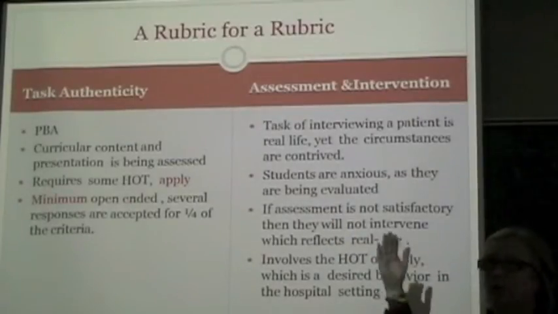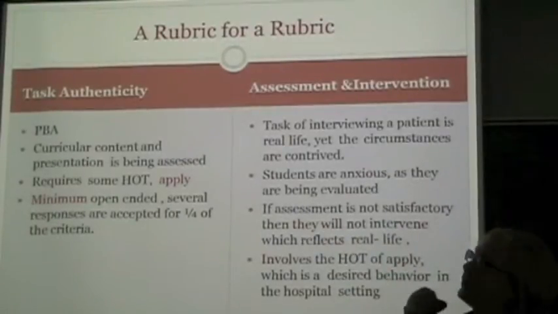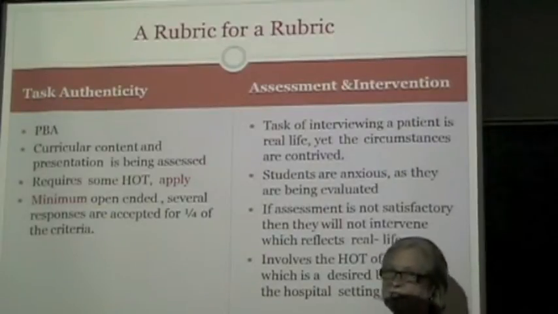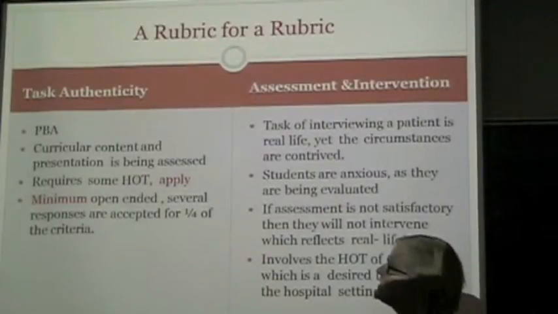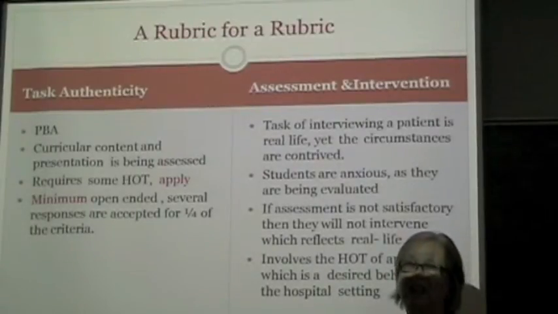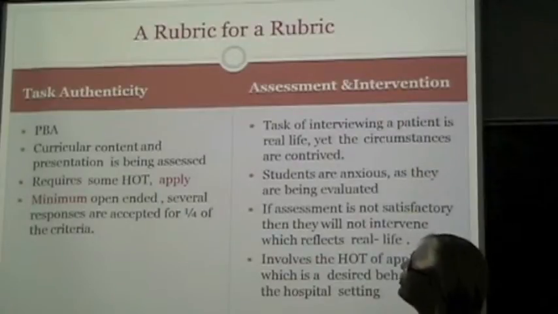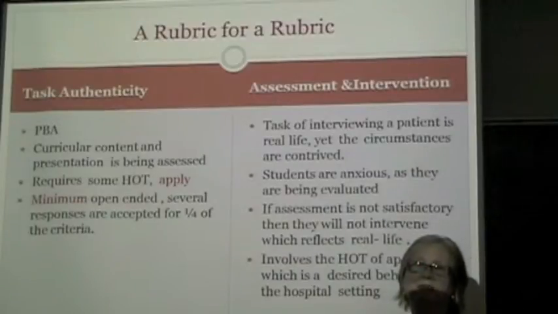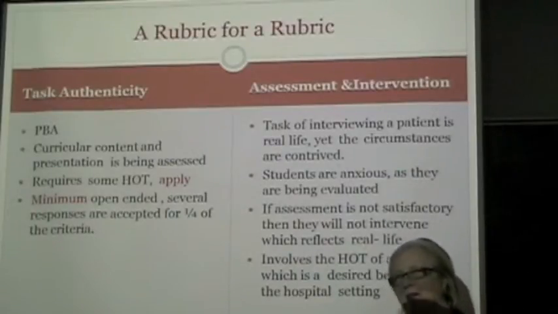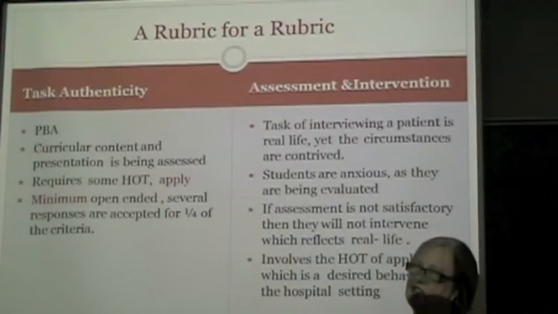Task authenticity: I will go through each of the categories. It's a problem-based assessment, and curricular content and presentation are being assessed. It requires some higher order thinking, for example, apply. There are 2 criteria that look to see if the student is demonstrating behaviors indicative of the level of thinking of apply. Minimum open-ended: there are several responses that are accepted for a quarter of the criteria. Again, these are open-ended, but very minimal. The other criteria are very set; either the student demonstrates them or does not.